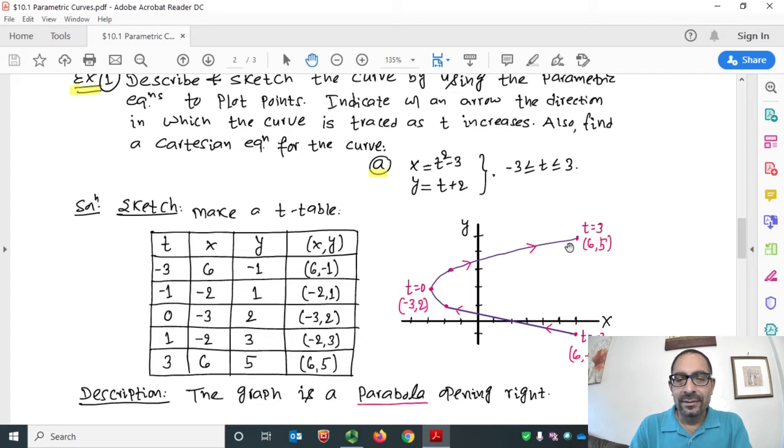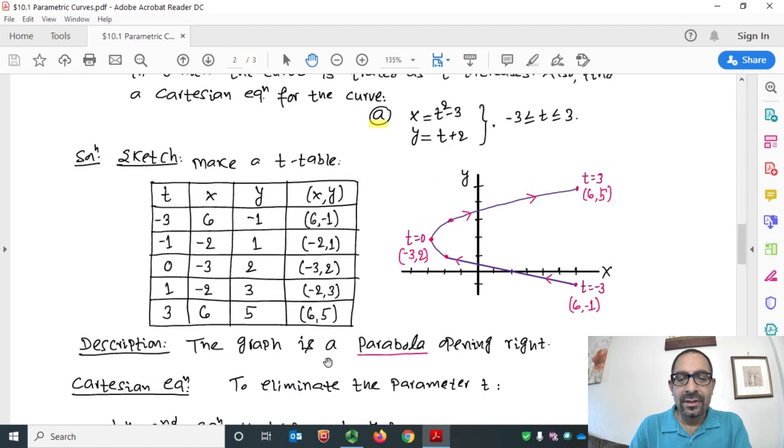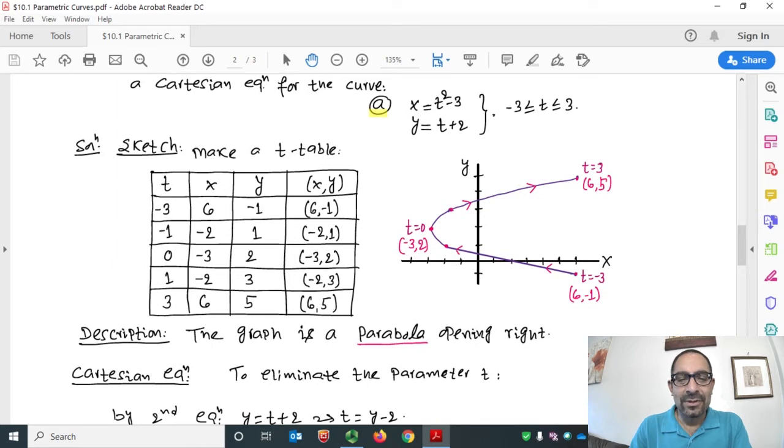Great. Now let's move on. So the description: the graph is a parabola opening to the right. Now let's write in Cartesian equations. So let's try to eliminate the t from these given parametric equations.